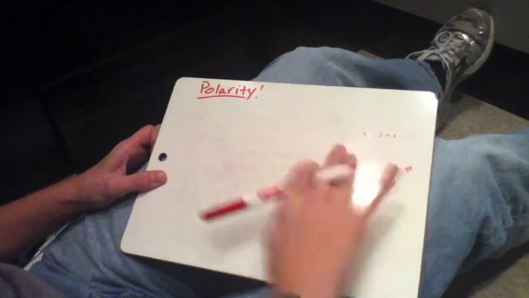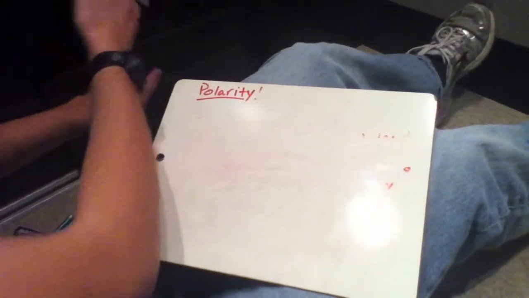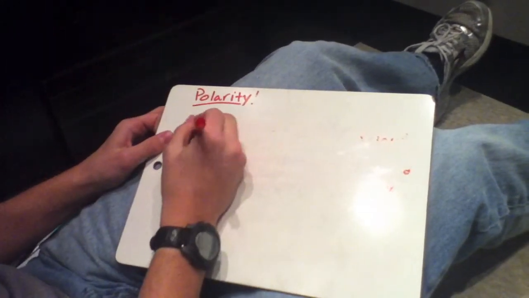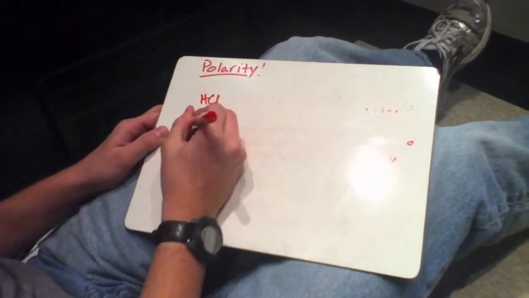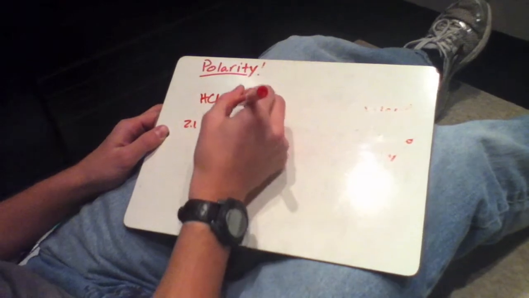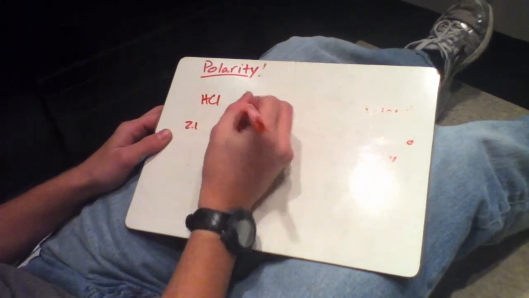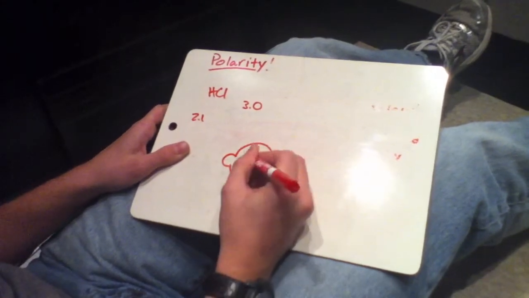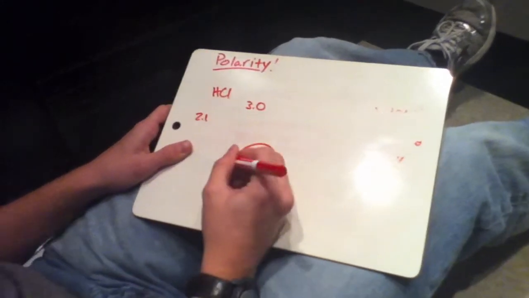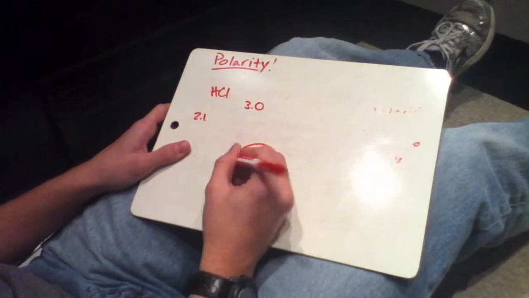And so, to give you an example of polar covalent, it looks kind of like this. We'll take HCl. So, hydrogen has an electronegativity of 2.1. Chlorine has one of 3.0. So when they're bonded together, you get something that looks kind of like this. Going up. Going back up.